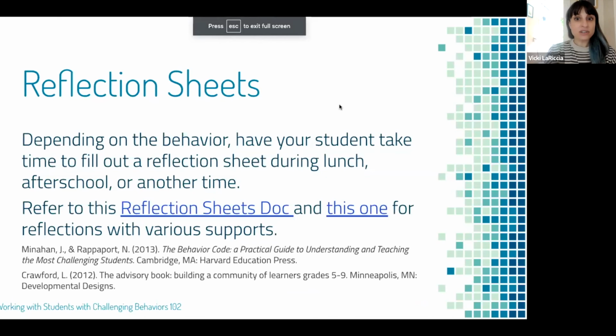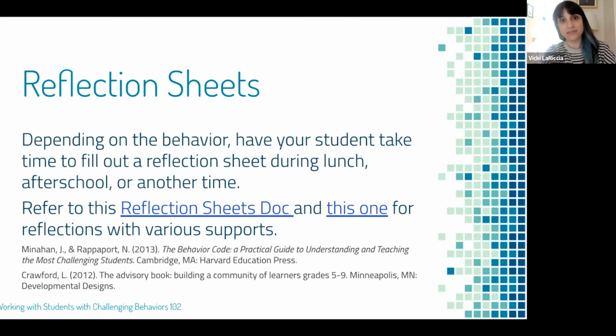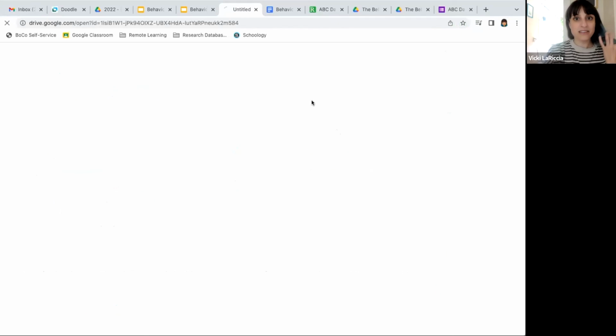Reflection sheets, these are forms that students fill out outside of class time, where they reflect on the behavior and the choice that they made. So the behavior is called a choice, and they reflect on why they did that. What will they do next time that situation comes up, and how will they repair this, if they hurt someone's feelings, how they will repair. So this also comes from the Behavior Code Companion.